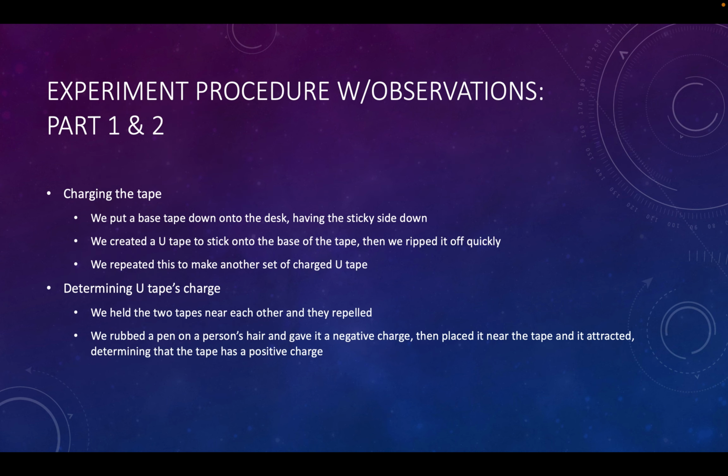So in the experiment parts 1 and 2, here's our procedure and our observations. We charged the tape: we put a base tape down onto the desk, sticky side down, then stuck another piece of tape on top, and then ripped it off quickly, and this is what charged the tape. To determine the U tape's charge, we held two of the charged tapes near each other, and they repelled. This shows that they have the same charge.